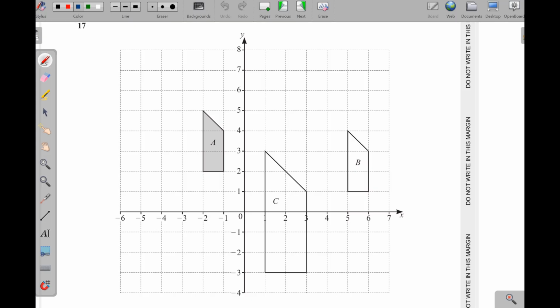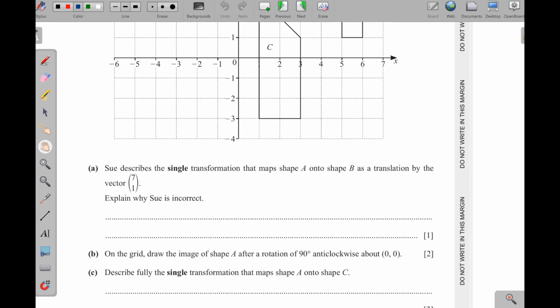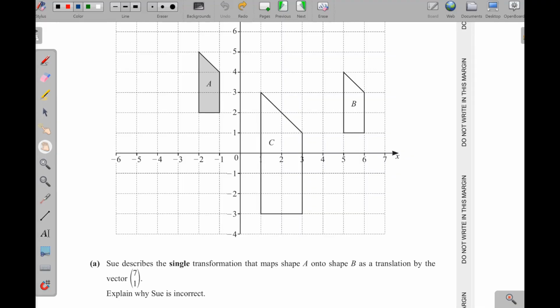Question 17 is coming from transformation part A. They are saying Sue describes the single transformation that maps shape A onto shape B as a translation by the vector 7,1. Explain why Sue is incorrect. Let's look at A to B. Now from A to B, this is 1, 2, 3, 4, 5, 6, 7. Okay, then there is 1 down.